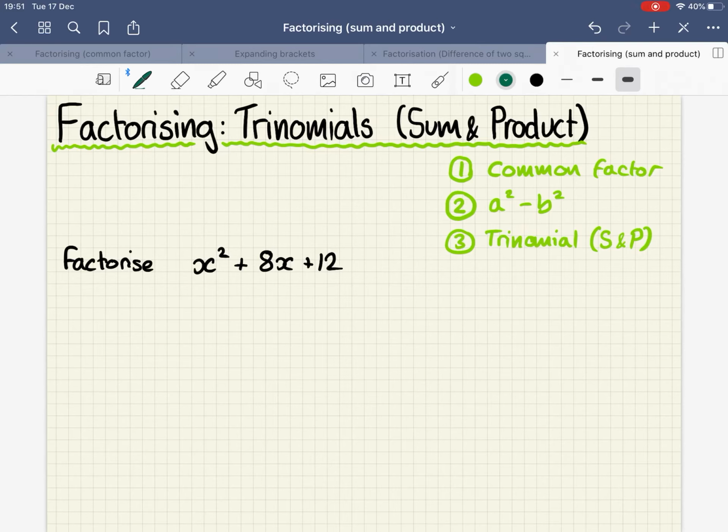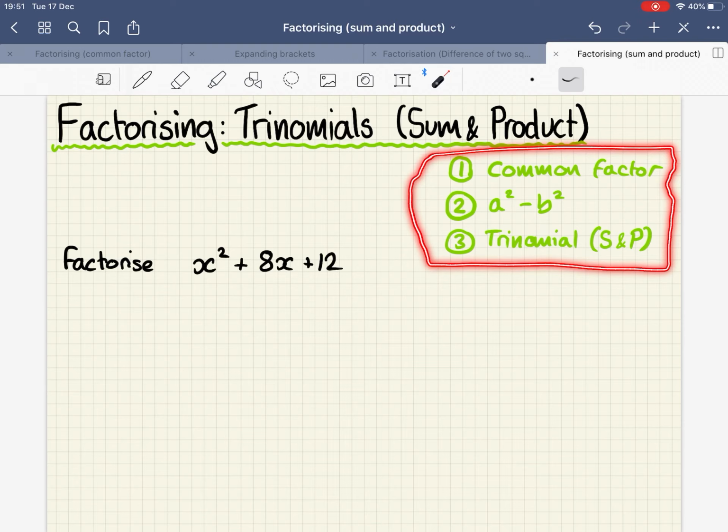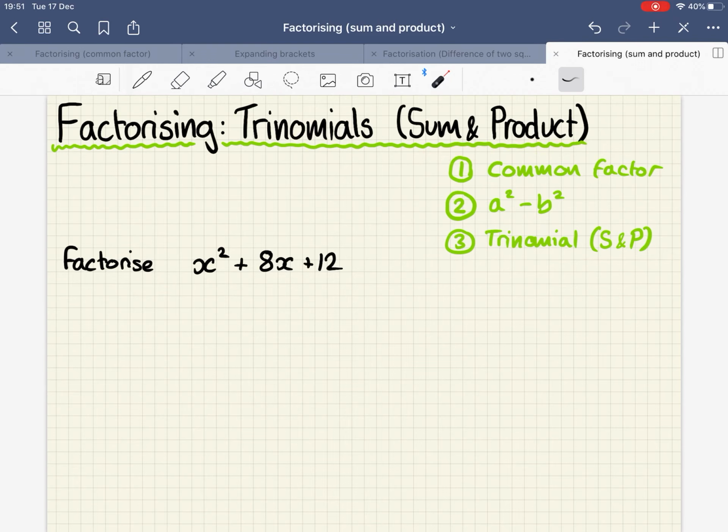Okay, so factorising our trinomials. The method I'm going to be using is the sum and product method. I've already got my order of consideration at the side here. Obviously, if you can't factorise it, and you can't do a difference of two squares, you're now left with the fact that it's a trinomial and you're going to have to do a sum and product.